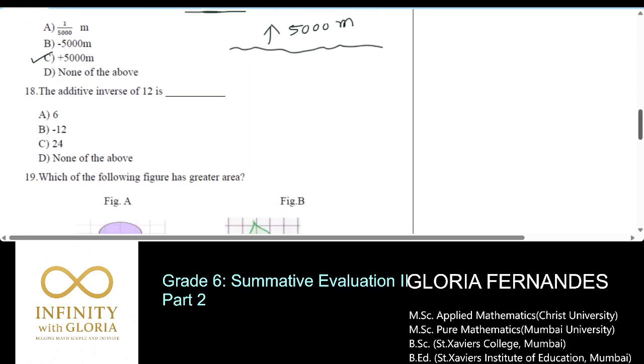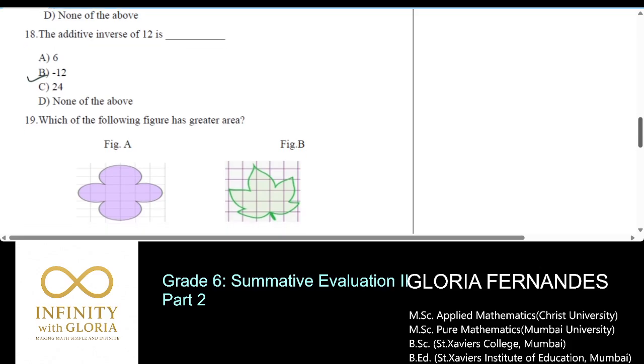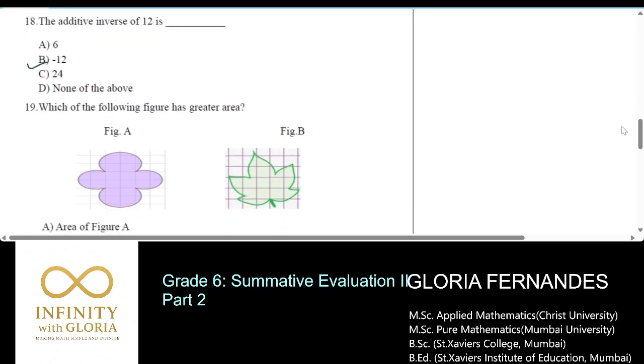All right. Next is the additive inverse of 12. Now which number will be added to 12 so that you get 0? Yes, negative 12, because plus 12 and negative 12 will give you 0. Got it? So additive inverse means what? What number should be added to that 12 so that you get the value as 0?